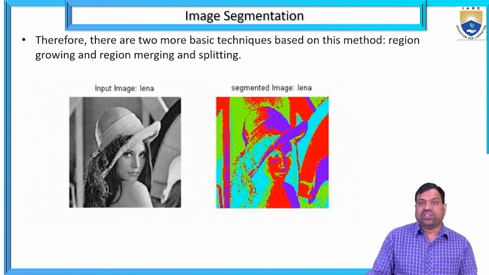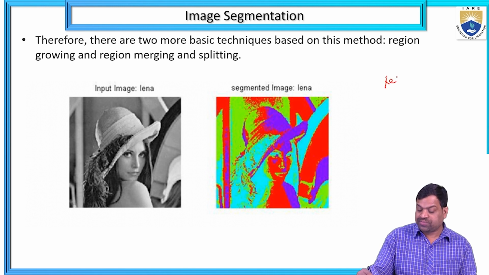And there are two more basic techniques based on this method. The first one is region growing and the second is region merging. Okay, region growing.